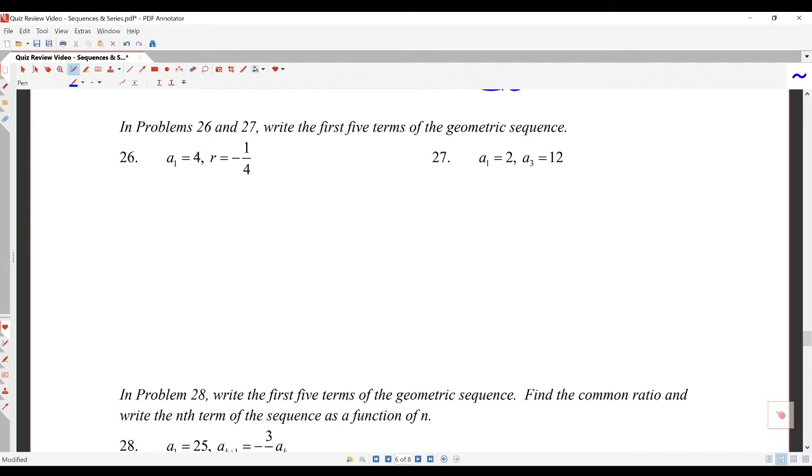All right, 26, we are given the first term, so that's 4. And all I have to do is multiply that by this common ratio. So I'm going to multiply that by negative 1/4 to get the next term. So let's see, positive times negative is negative. 4 times 1/4 is 1. Multiply that by negative 1/4. Negative times negative is positive. 1 times 1/4 is 1/4.